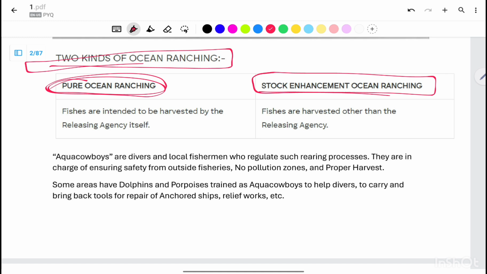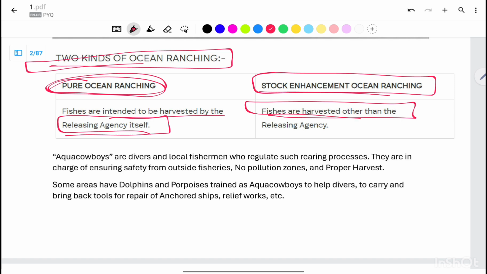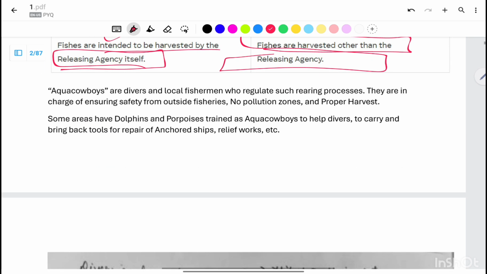In pure ocean ranching, the fishes are harvested by the releasing agency itself. In stock enhancement, the fishes are not harvested by the releasing agency. Aqua boys are divers and local fishermen. They need to dive inside the water, so they are divers and local fishermen.